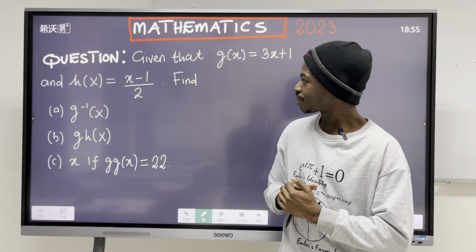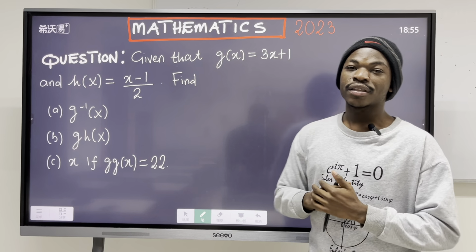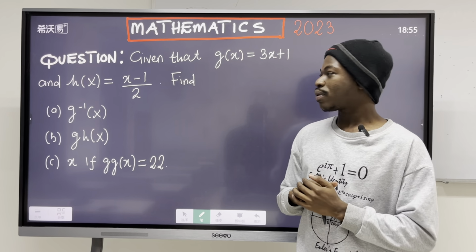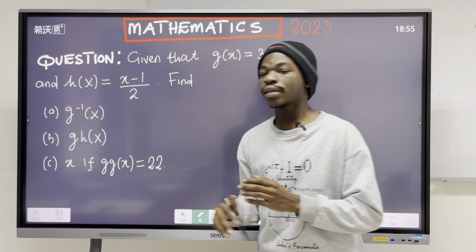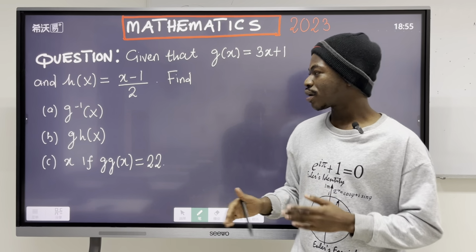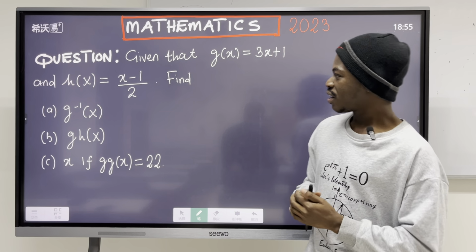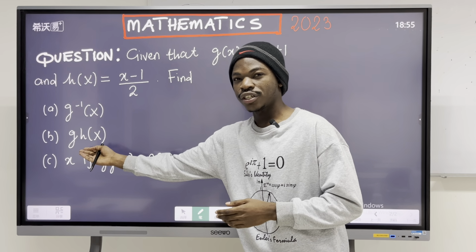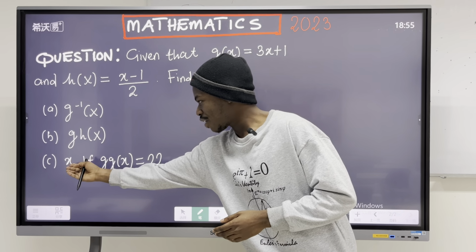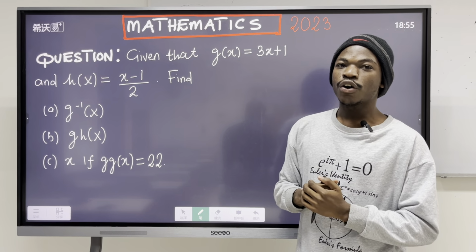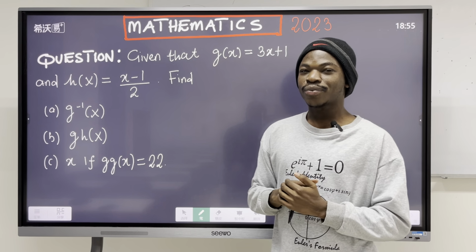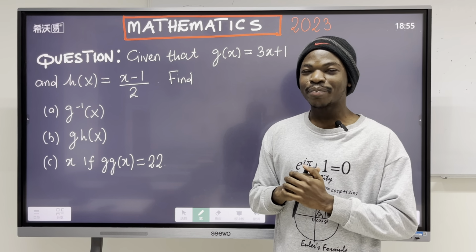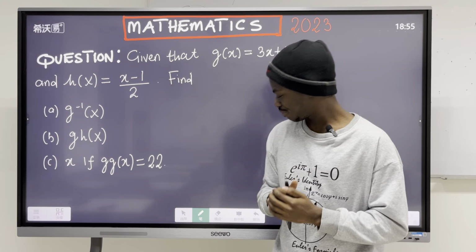So here's the question. Given that the function g of x is equal to 3x plus 1, and h of x is equal to (x minus 1) divided by 2. Find g inverse of x, g h of x, and find x if g of x equals 22. Looks complicated? Let's first of all understand the basics before we answer this question.